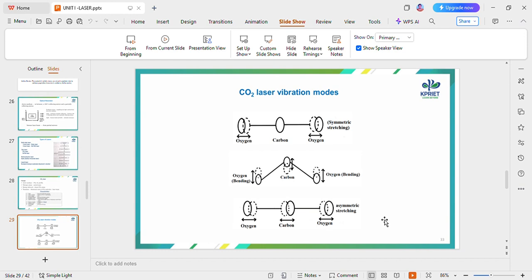So there are 3 modes of vibrations: symmetric stretching mode, bending mode and asymmetric stretching mode. In a carbon dioxide molecule, the carbon is at the center, and on the 2 sides of carbon we have 2 oxygen atoms. This is called CO2.